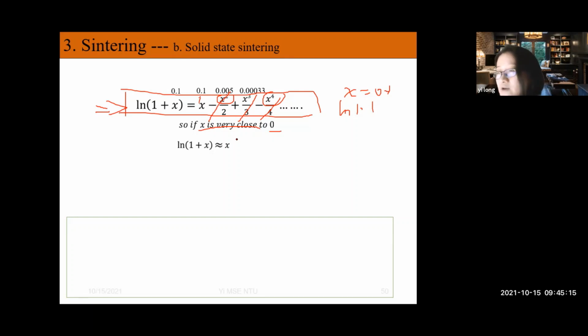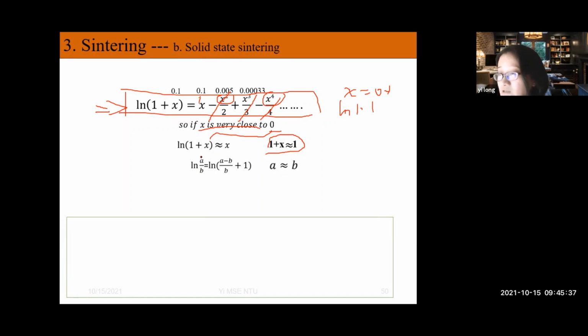So far, all right. Good, I saw a correct answer. Thank you. Okay, so continue. Since x is very close to 0, which means 1 plus x is very close to 1, right? So let's continue.